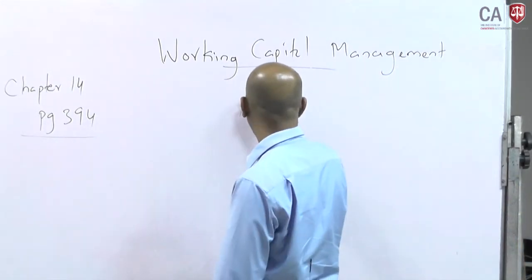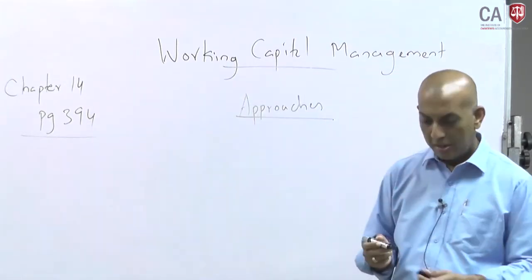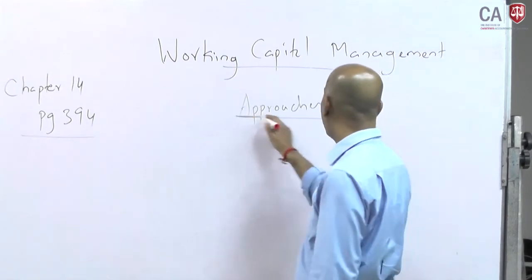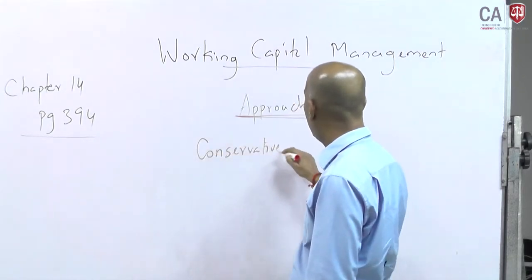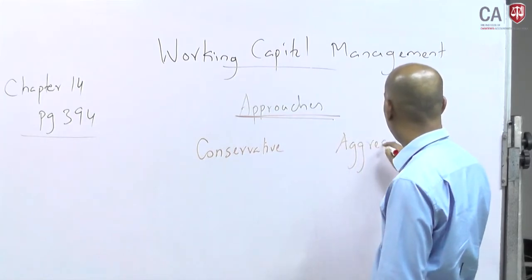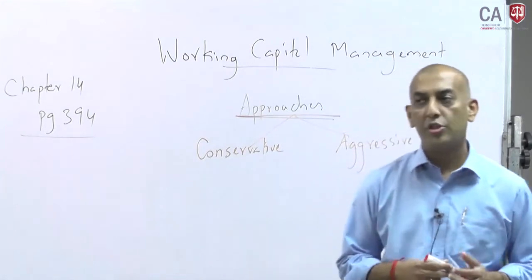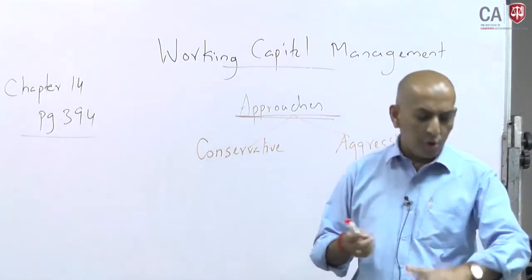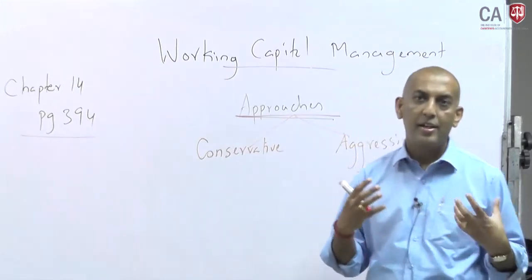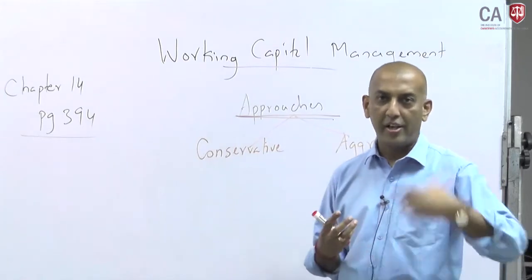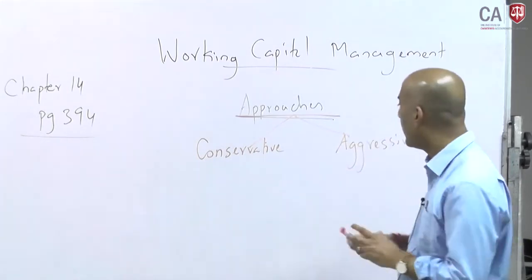Then there are two approaches in working capital management. One is called conservative, the other is called aggressive. Conservative approach and aggressive approach. So what is conservative, what is aggressive? As we know, normally in English, conservative means you are not a risk taker. You are basically careful, right? You don't take risk unnecessarily. You take more precautions rather than just taking things as they are. You will be careful. So that's a conservative approach.